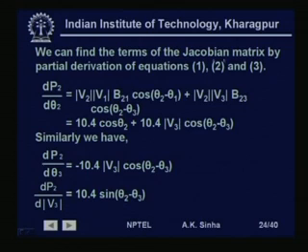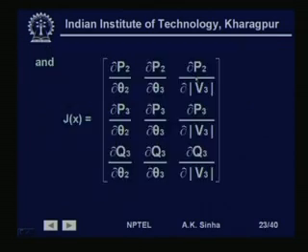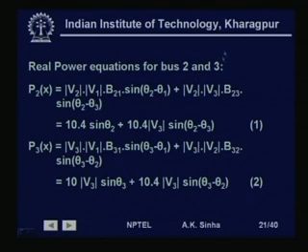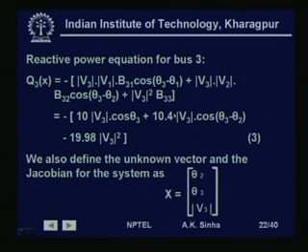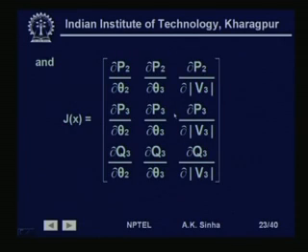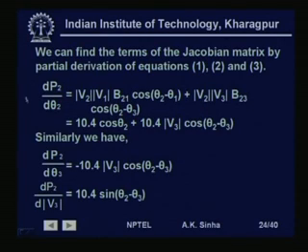We can find the terms of the Jacobian matrix by partial derivation of the equations 1, 2 and 3. That is what the equations that we had written here. These 3 equations 1, 2 and 3. So, by finding out the partial derivatives for these 3 equations, we can get the elements of the Jacobian matrix. Del p 2 by del theta 2 will come out to be like this, del p 2 by del theta 3 will come out to be like this, and del p 2 by del v 3 will come out to be like this.